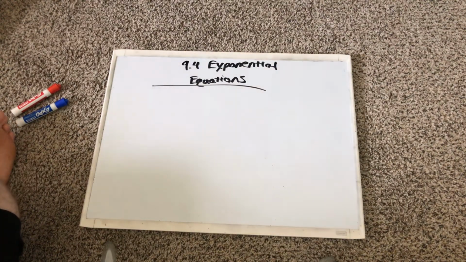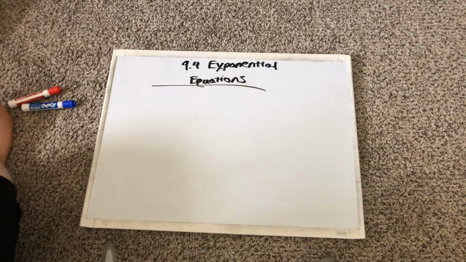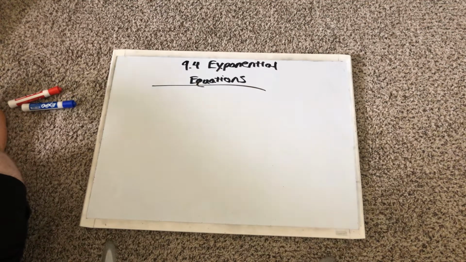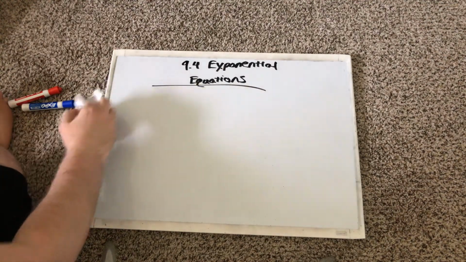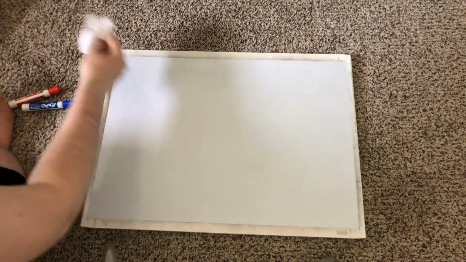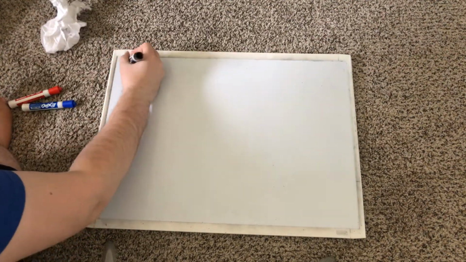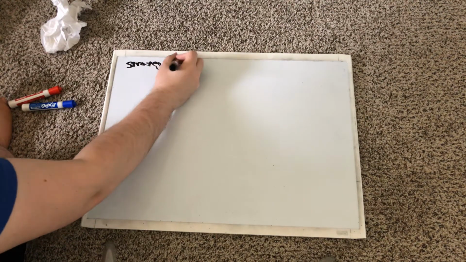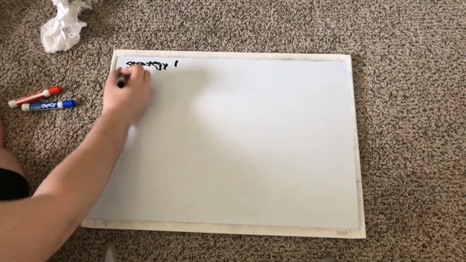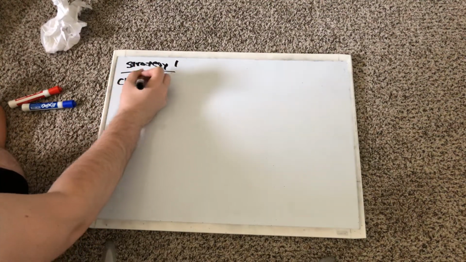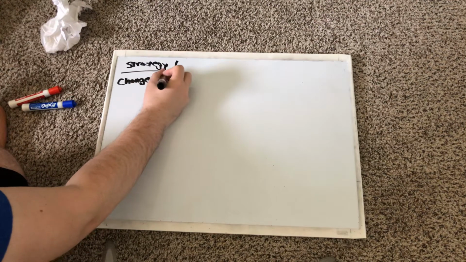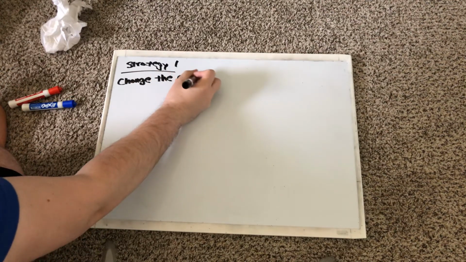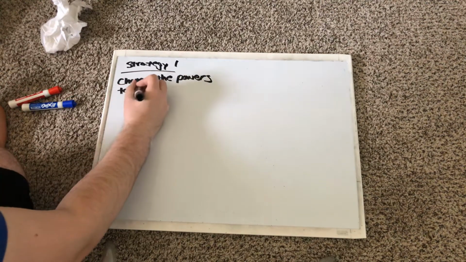So if we're going to be using our duh property, an exponential equation is just an equation containing one or more expressions that have a variable as an exponent. So, strategy number one. Strategy one is change the powers to the same base.